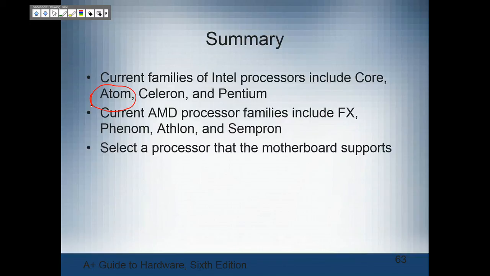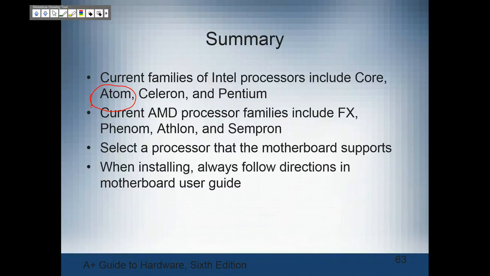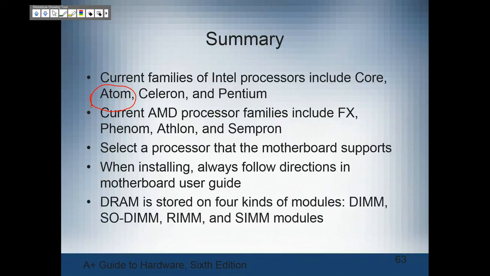The different families, and these things all change. The names change. The Phenom, Athlon, and Sempron processors. A processor that the motherboard supports, it's always handy. Otherwise, you've got an extra processor, and you can go buy a motherboard that will support your processor. Always follow the directions in the guide.